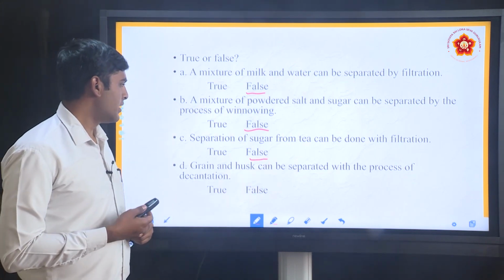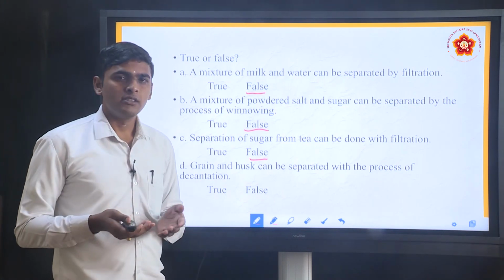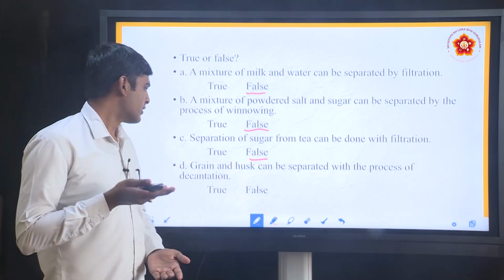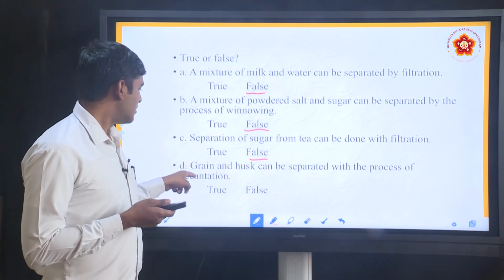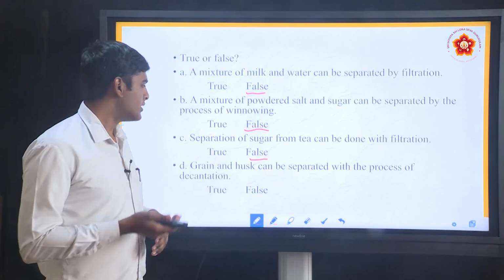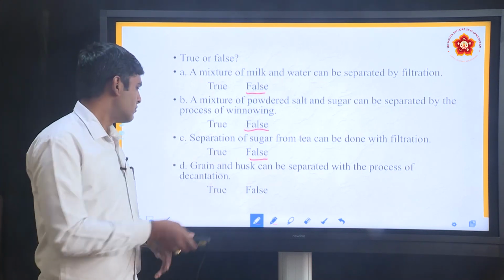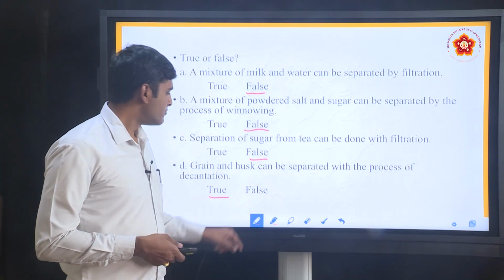Grain and husk can be separated with the process of decantation. Decantation involves heavier particles and lighter particles. This decantation can be done because the grains will settle down at the bottom and the husk can be poured out along with the water. So, this is true.